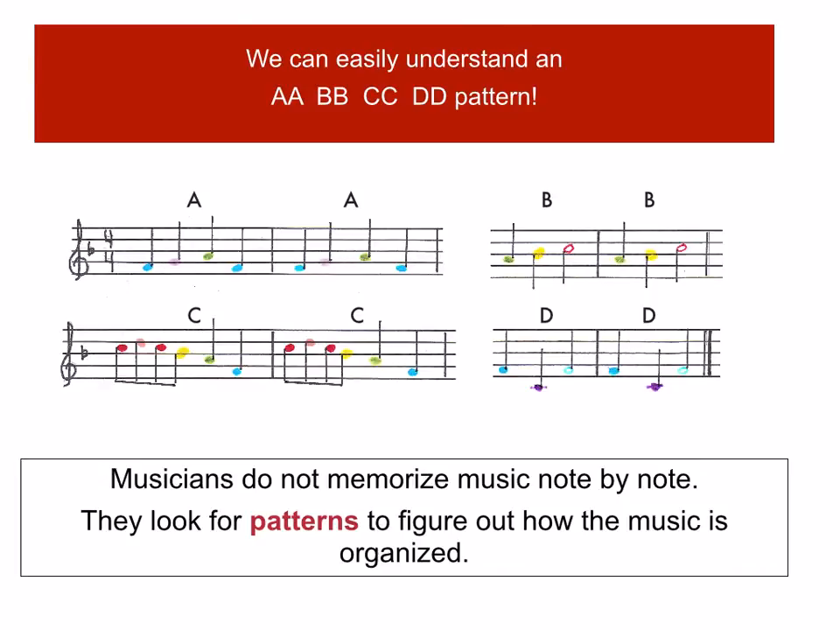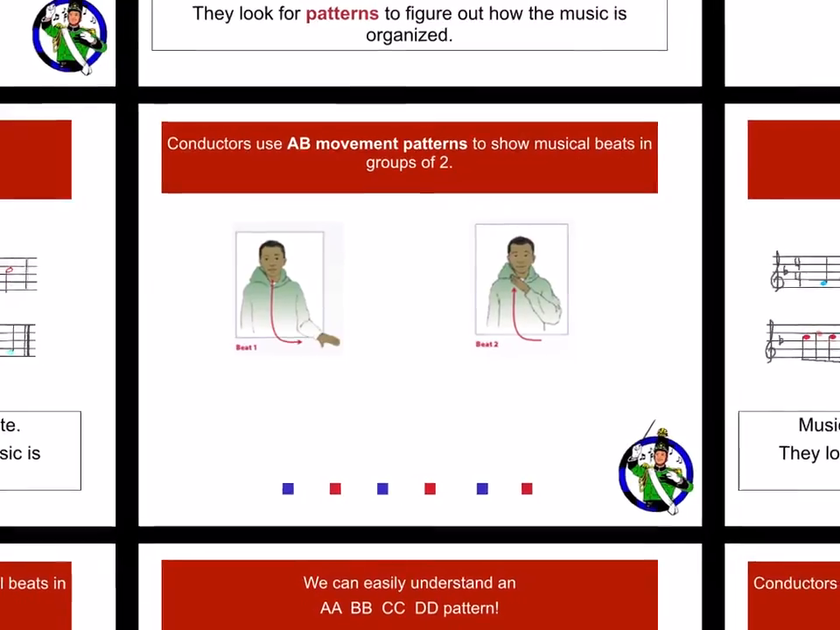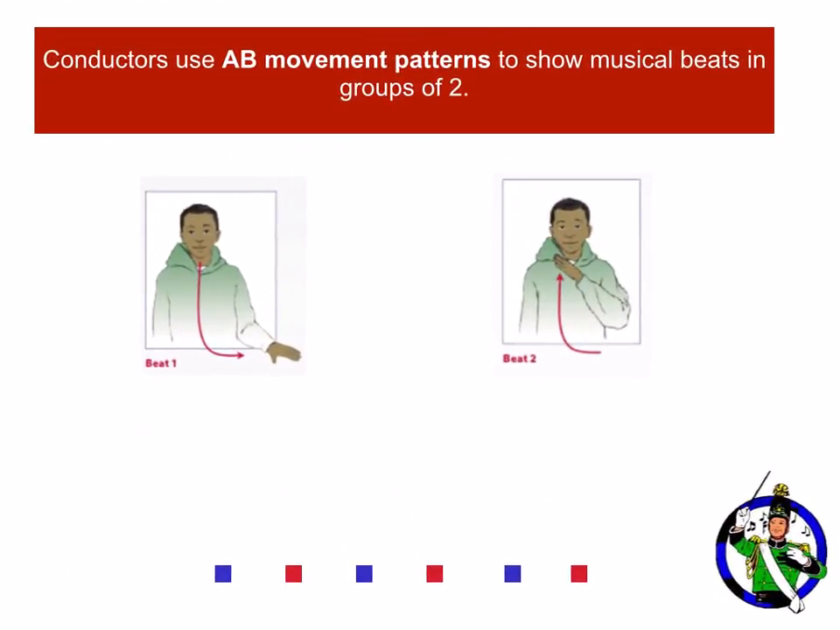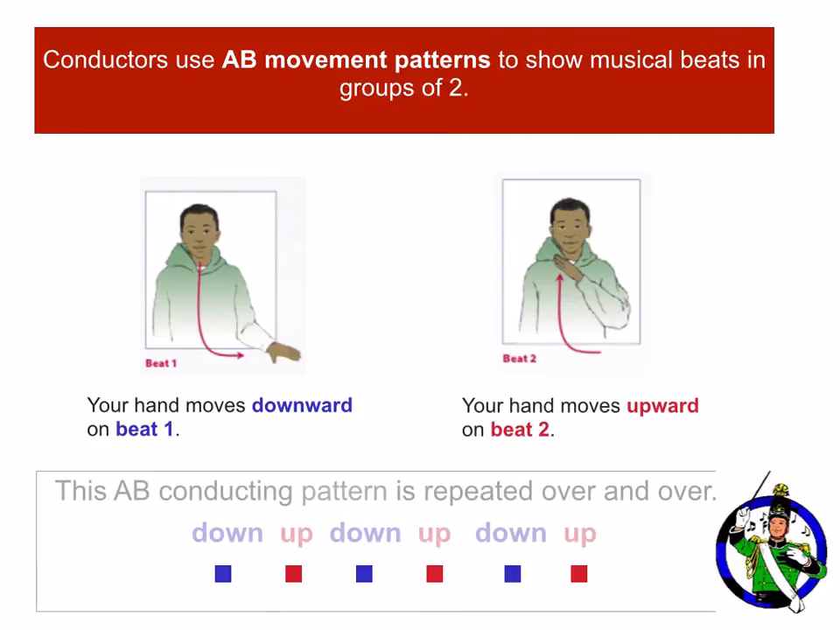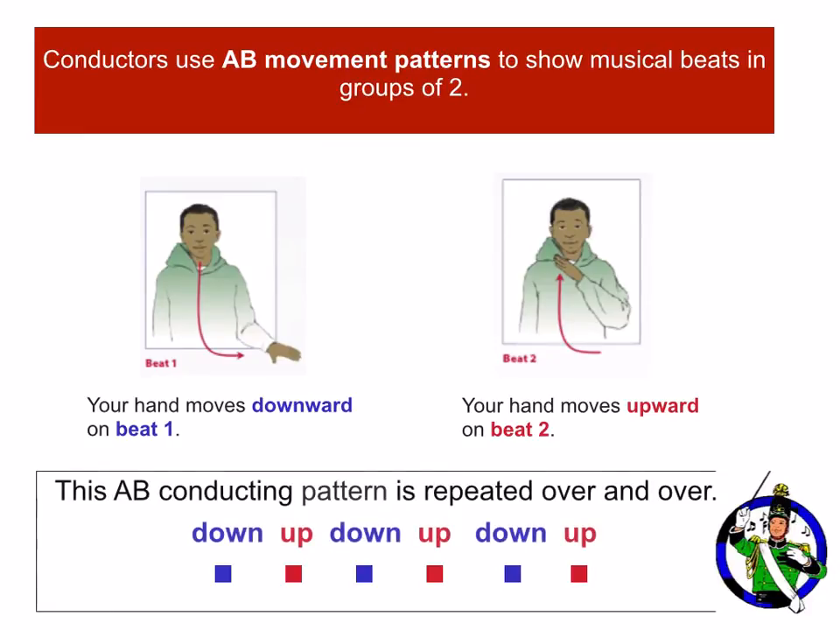Musicians don't memorize music note by note. They look for patterns to figure out how the music is organized. Conductors use movement patterns to show musical beats in groups of two. Your hand moves downward on beat one. Your hand moves upward on beat two. And we repeat this AB pattern over and over. Down, up, down, up, down, up, down, up.